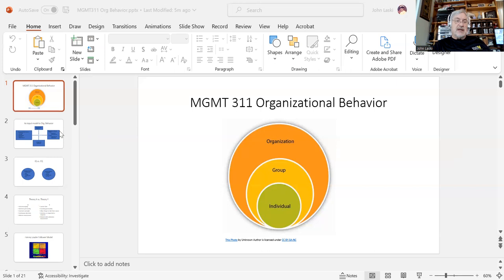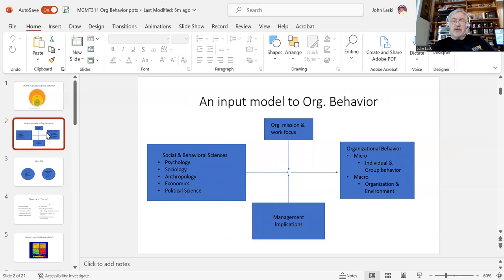This semester, part of what we're going to be talking about includes the inputs to organizational behavior. And obviously the outcome of this stuff here, the social and behavioral sciences, which include the psychology of the individuals in the organization, sociology, anthropology, economics, political science, and so forth, is kind of influenced, or given steerage, if you will, by the mission and work focus of the organization and the influences of management. And all of that kind of comes together as an amalgamation into both micro and macro behaviors. When we speak about micro, we're talking about the individual and group behaviors. And when we speak in terms of macro, we're talking about the organization and the environment.